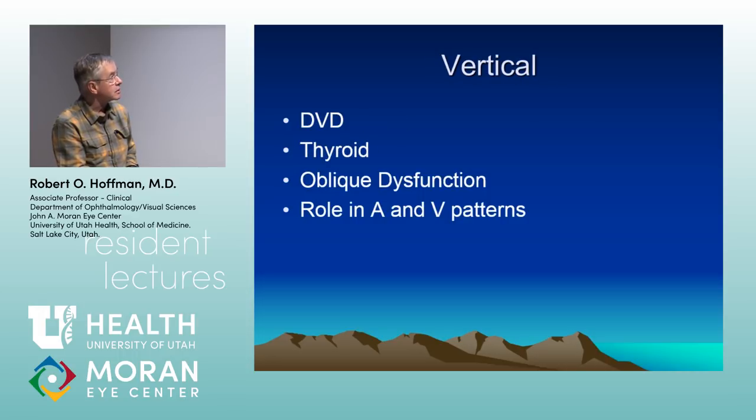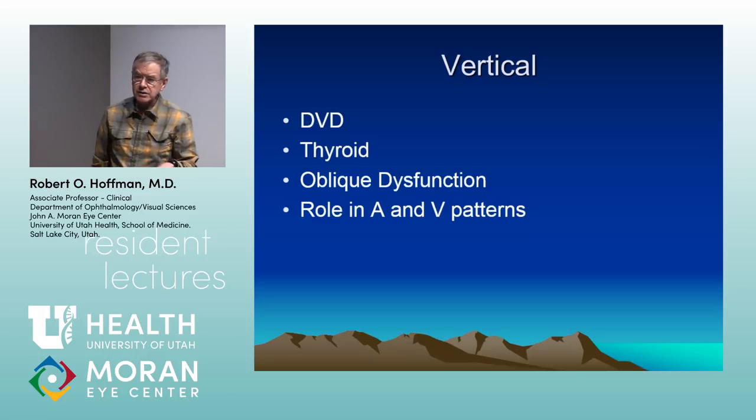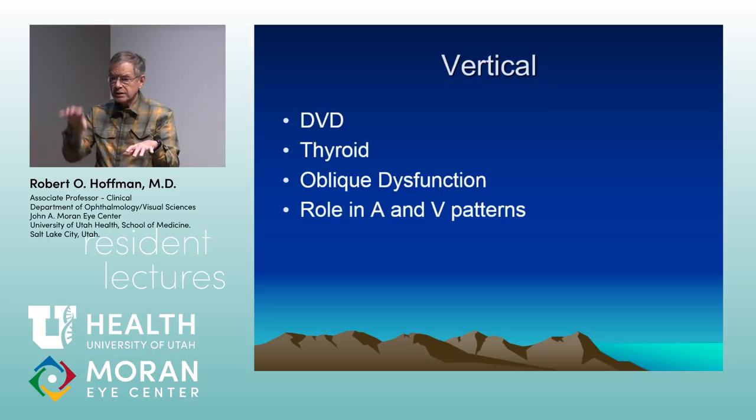Vertical deviations, when you're thinking through this, think about dissociated vertical deviation, thyroid, oblique dysfunction, and then the role of the vertical muscles in A and V patterns, mainly the superior oblique and inferior oblique. Now, how do we separate dissociated vertical deviation, this up, up, down, from a true hyper deviation?